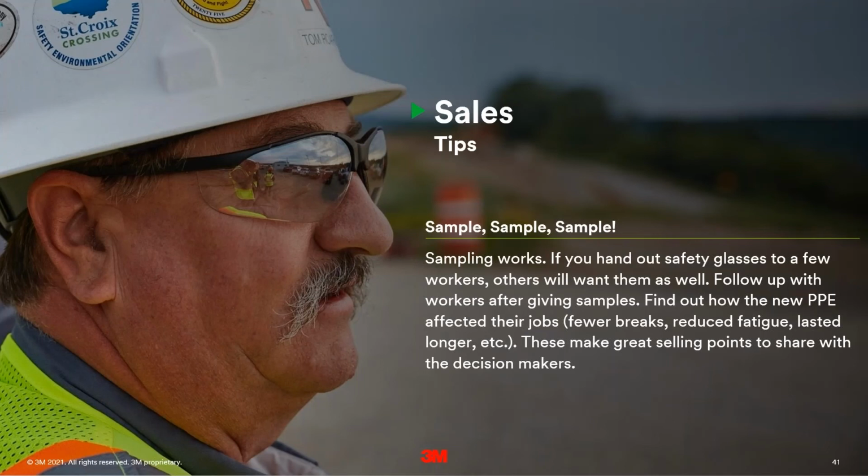So sample, sample, sample. I think we all know that that's very true, and definitely with construction, sampling is so important. So having some things in the car with you that you can provide to them. We'll get into some questioning later on that's going to help you provide those samples, but they do work. And everybody loves to get new technology and free stuff.